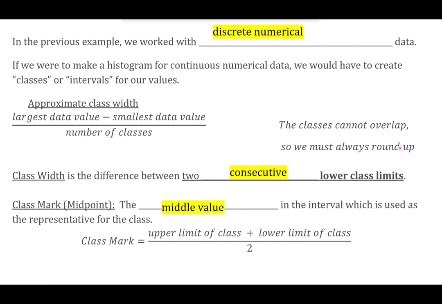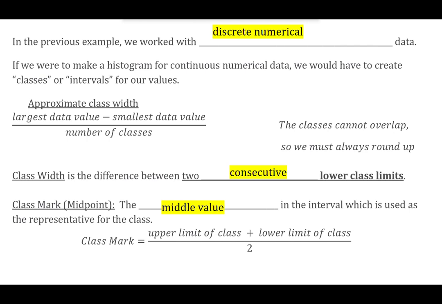Generally speaking, the number of classes is best to be between 5 and 10 total classes. Depending on your data, sometimes more, sometimes less, but usually 5 to 10 is best. I will never make you create one of these. I just want to talk about how we can make them if we need to. But most of the time, we're just going to be analyzing histograms that have already been given to you.